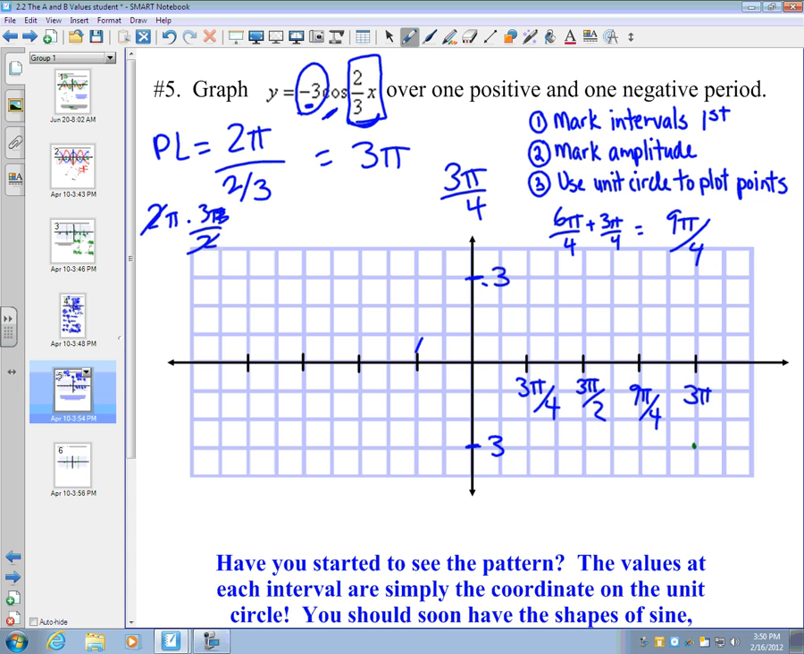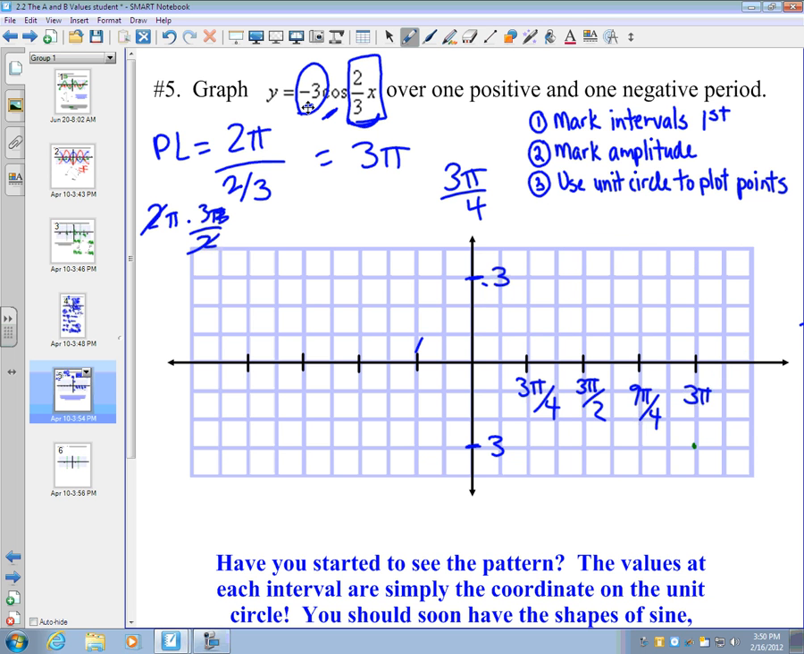Well, what's 9 pi over 4 plus another 3 pi over 4? That gives me 12 pi over 4. And is that 3 pi? Yes. So that tells me my intervals. And now I can just plot the points.